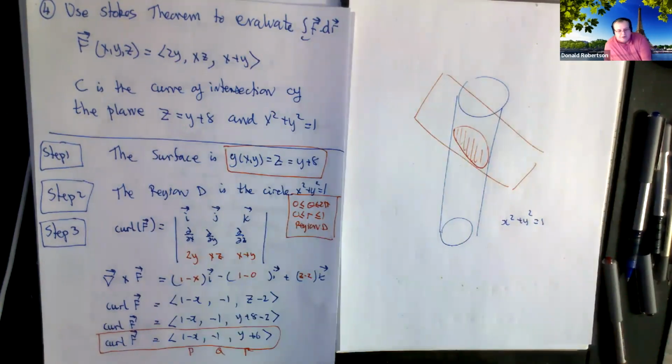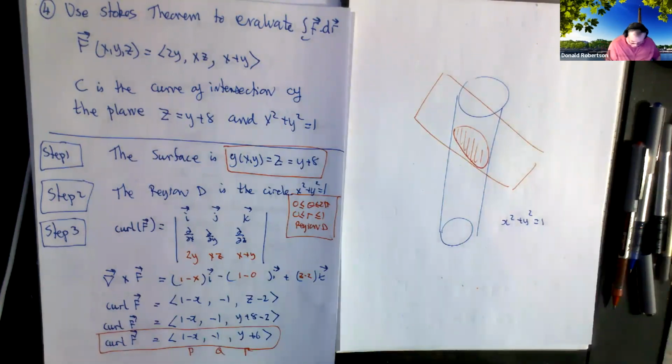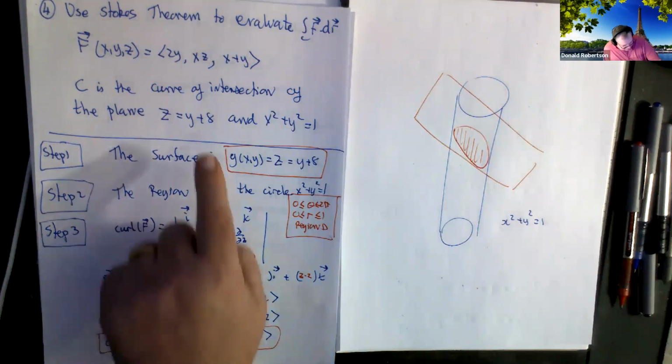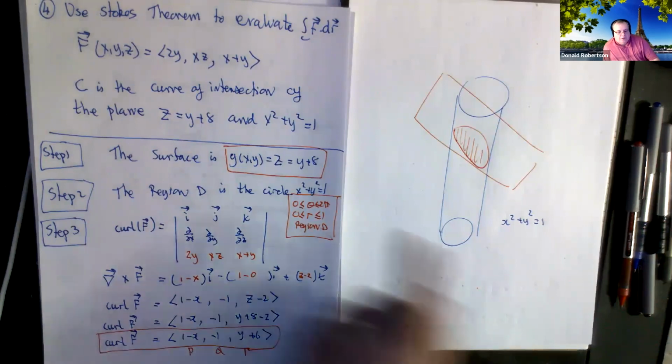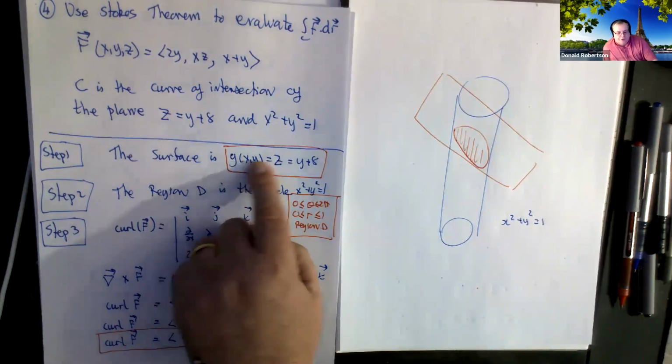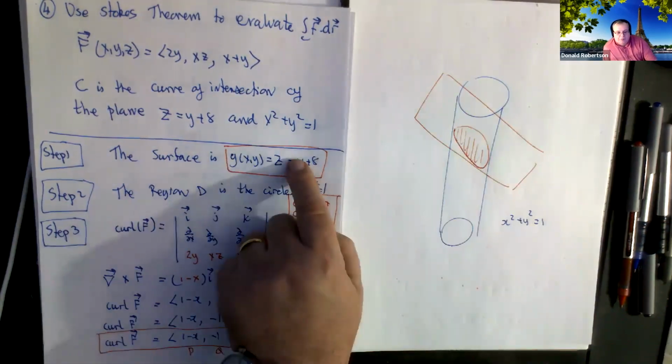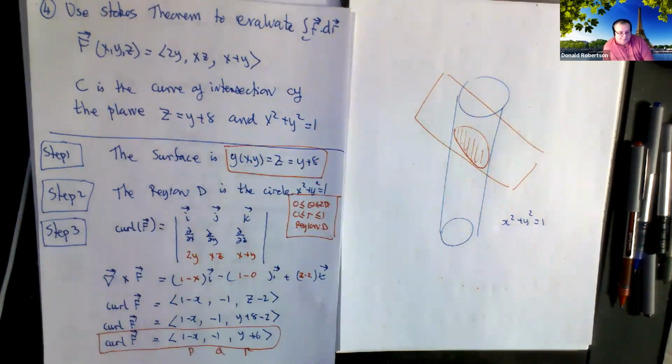So that ellipse would be our curve, but we already know what equation we're going to use. We already have a z equals, so that's our guy. So the surface is simply just that plane. z equals y plus x.